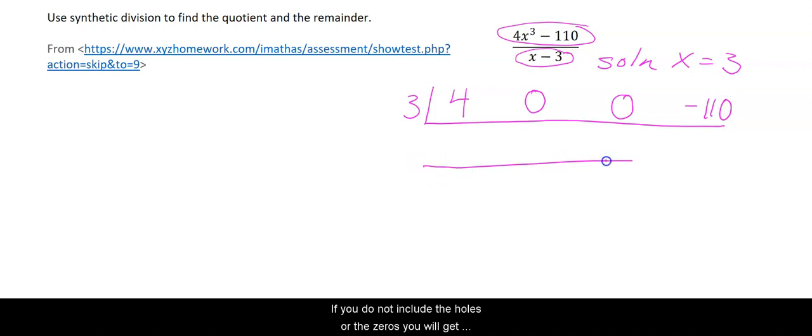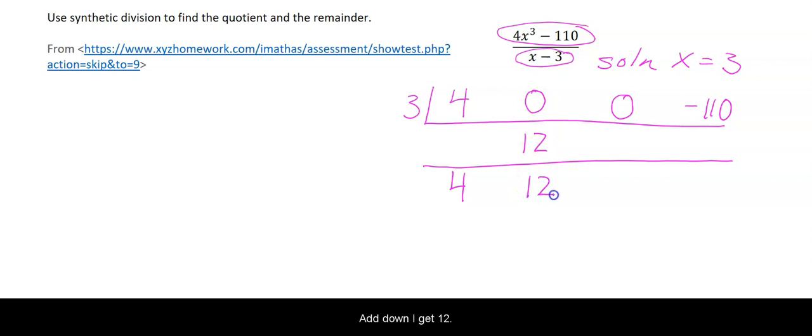If you do not include the zeros, you will get the wrong answer. Now follow the process. 4 plus nothing is still 4. Multiply diagonally to the left, but write it diagonally to the right. That gives me 12. Add down, I get 12. 12 times 3 is 36, diagonally up to the right. Adding down, I get 36. 36 times 3 would be 108, which I write diagonally to the right. Adding down, I get -2.